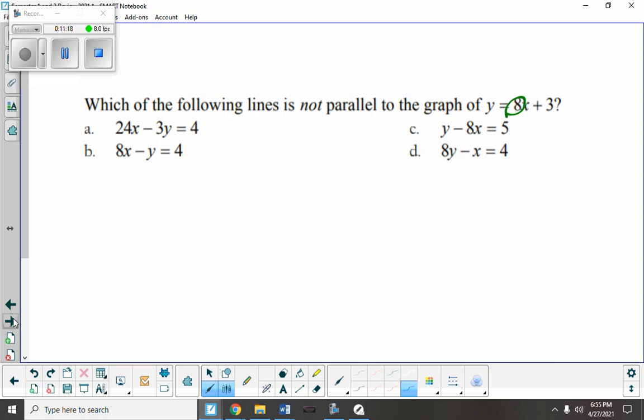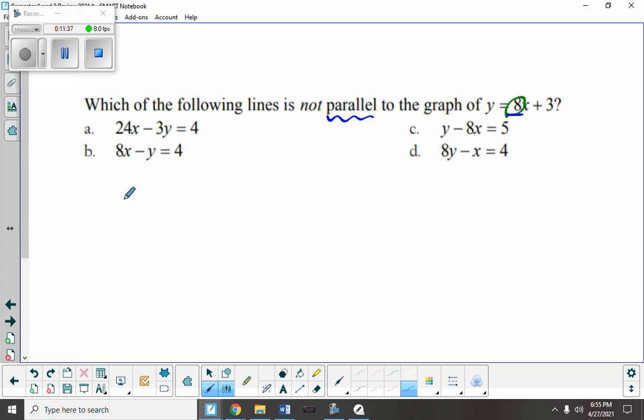The next one says, which of the following lines is not parallel to the graph of y equals 8x plus 3? So remember, to be parallel, the slopes have to be the same. So if this slope is 8, we have to find all the other equations that have a slope of 8. But to do that, the equations have to be in slope-intercept form.